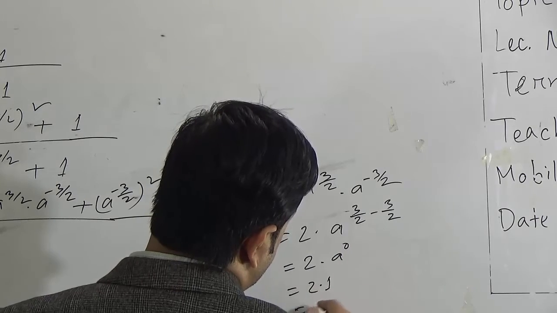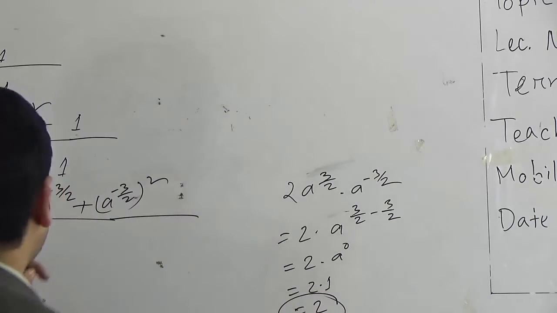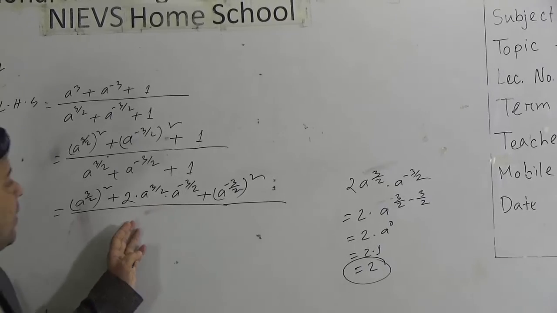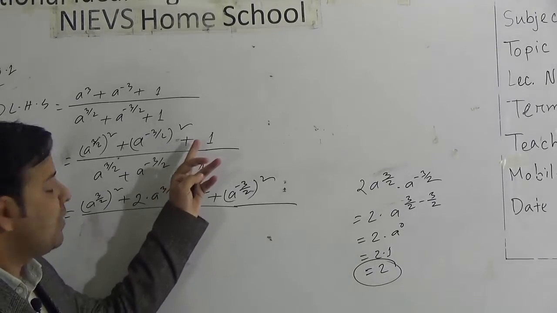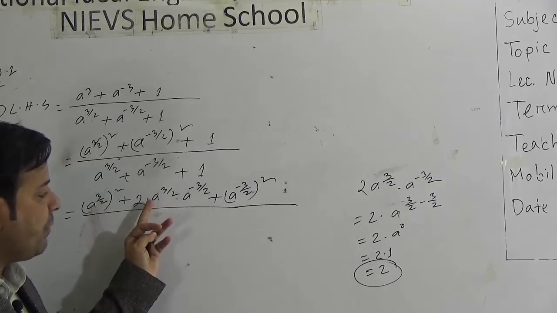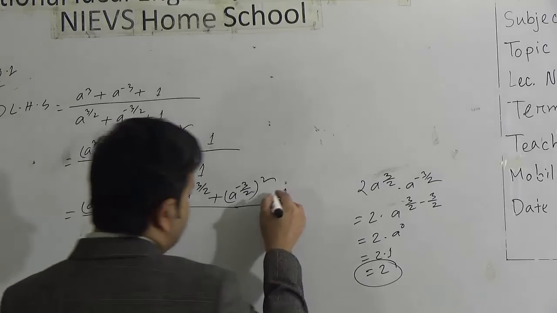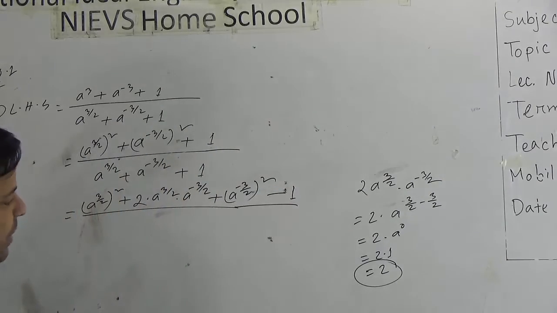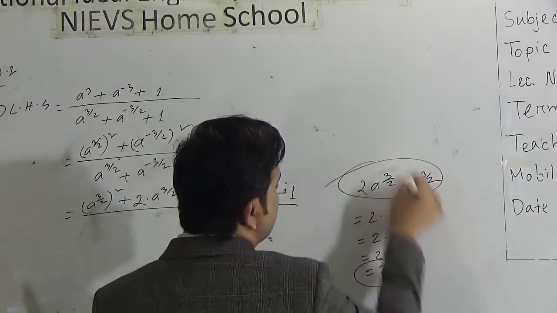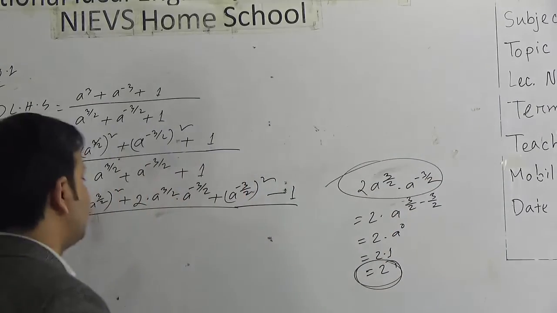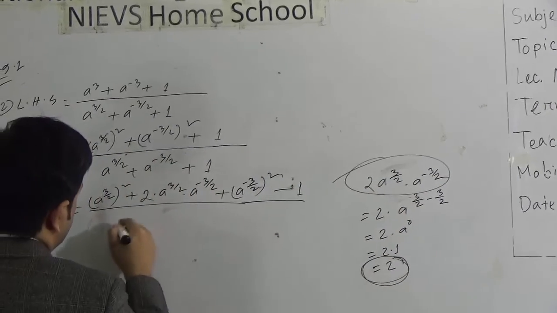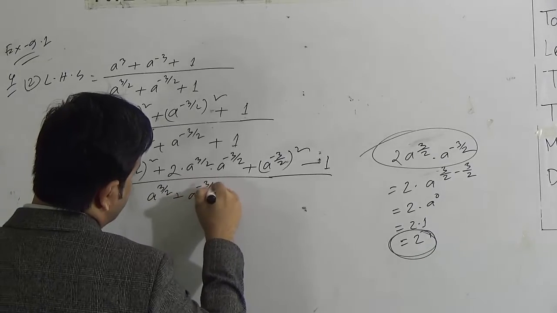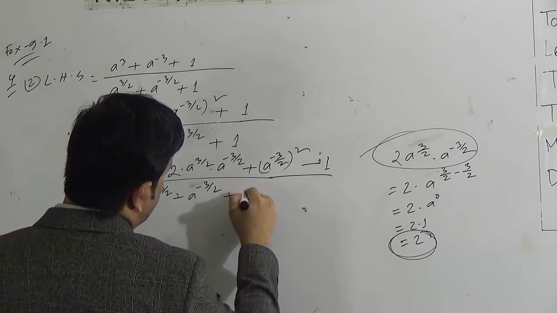So this means this term is equal to 2, but here is given 1. So I have written one more. It means that we have to subtract 1 to make balance, as this term means 2. So we can write in this way. Now we can say a to the power 3 by 2, this will remain same, plus a to the power minus 3 by 2 plus 1.